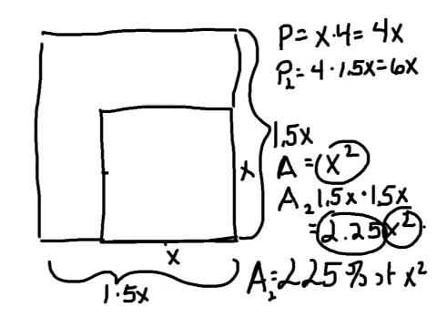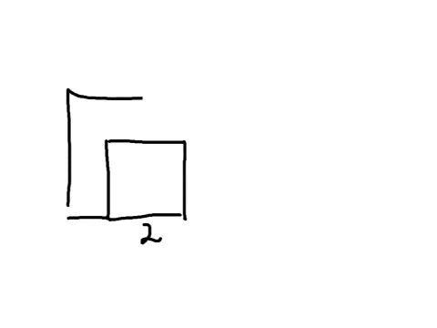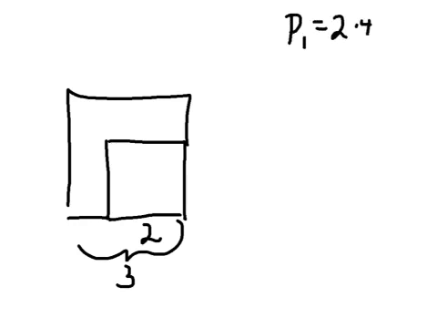All right, now let's provide some examples of the two squares using just regular numbers. How about the original square being 2, and this new square will be 150% of that. So this side will be 3. The perimeter of the first square is equal to 2 times 4 equals 8. The perimeter of the second square is equal to 3 times 4 equals 12. 12 is 150% of 8.